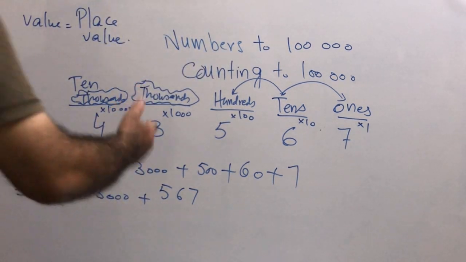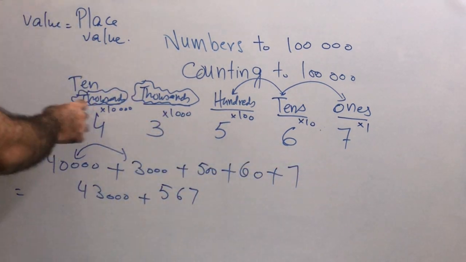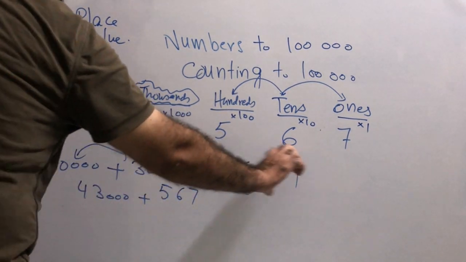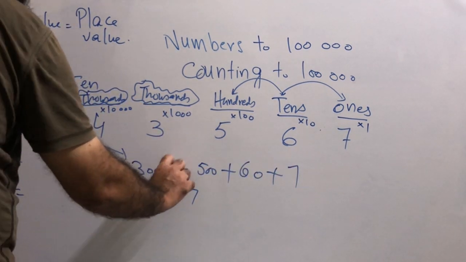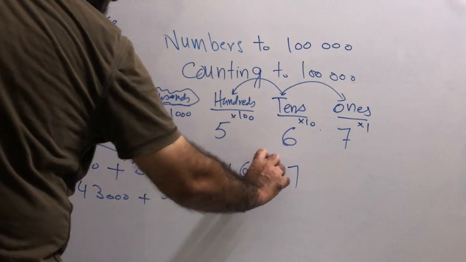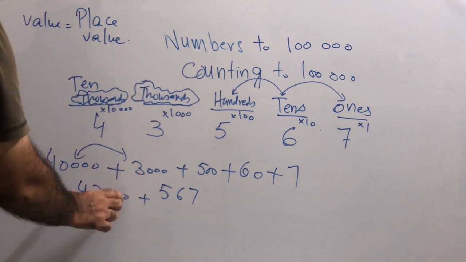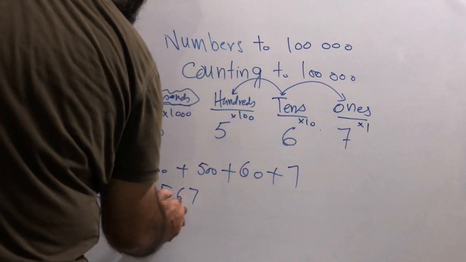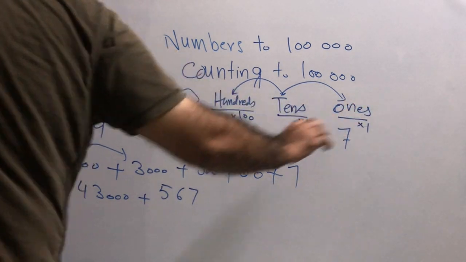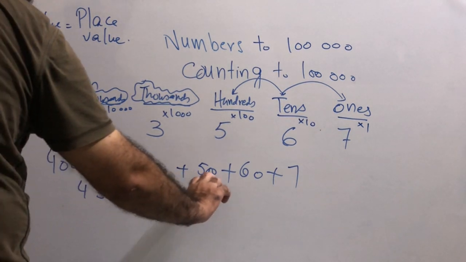Okay, so this is how we find the place values, and this is how we can write it in this way. This is the sum of place values: value of 4 plus value of 3 plus value of 5 plus value of 6 plus value of 7. Okay, then we just added these thousands. 40,000 plus 3,000 became 43,000, and we combined these three, 567, we write 567. So this number can be expressed as a sum of place values, and also it can be expressed in this way.